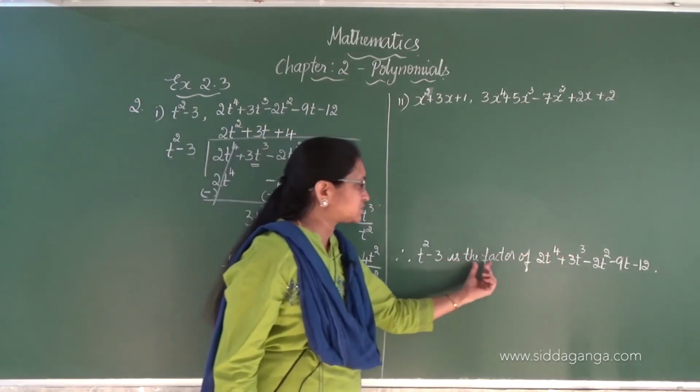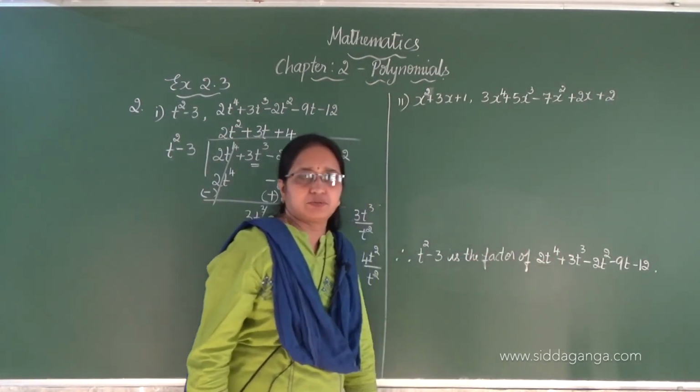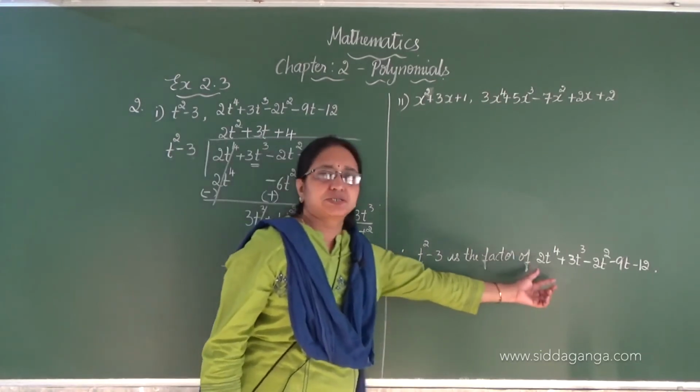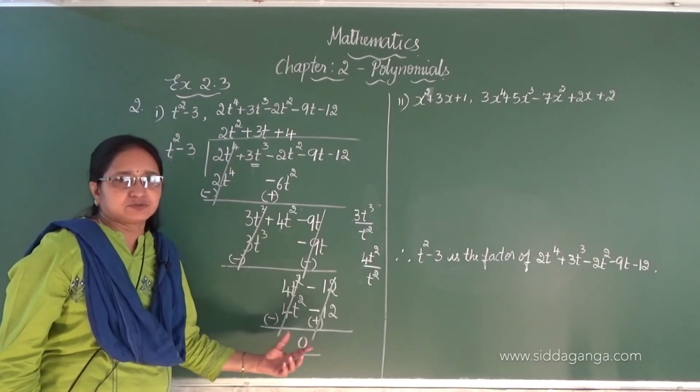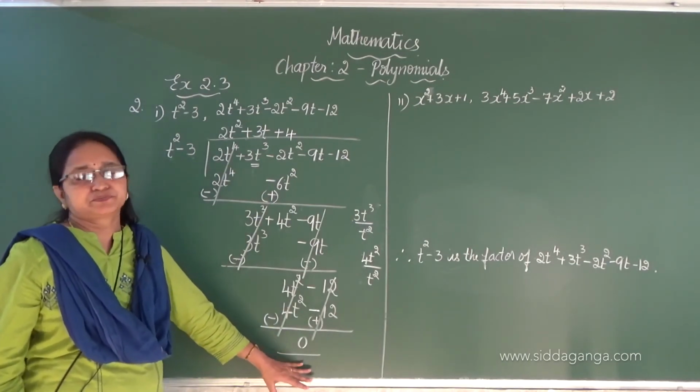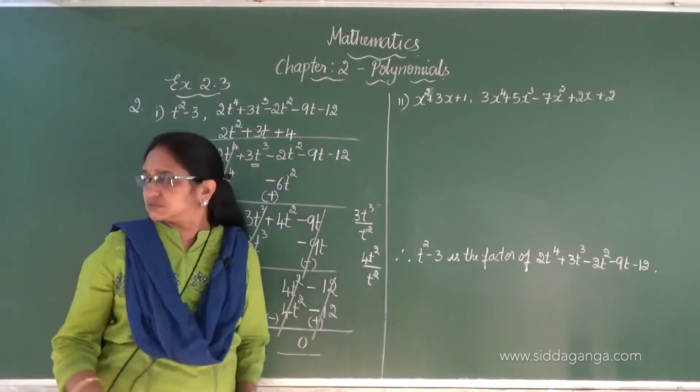So, it is a factor of this polynomial. The first one is the factor of the second polynomial. Why? Because r of x we got as 0, which means the remainder is 0. Okay. Now, shall we do the second one?